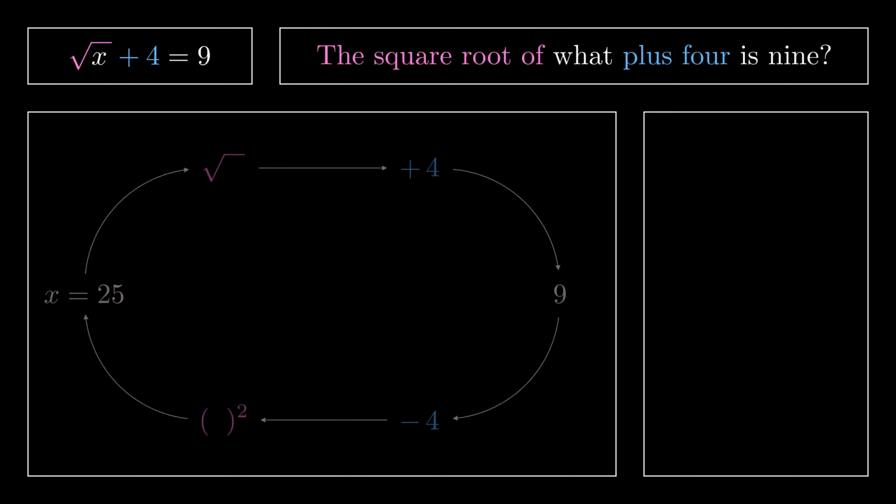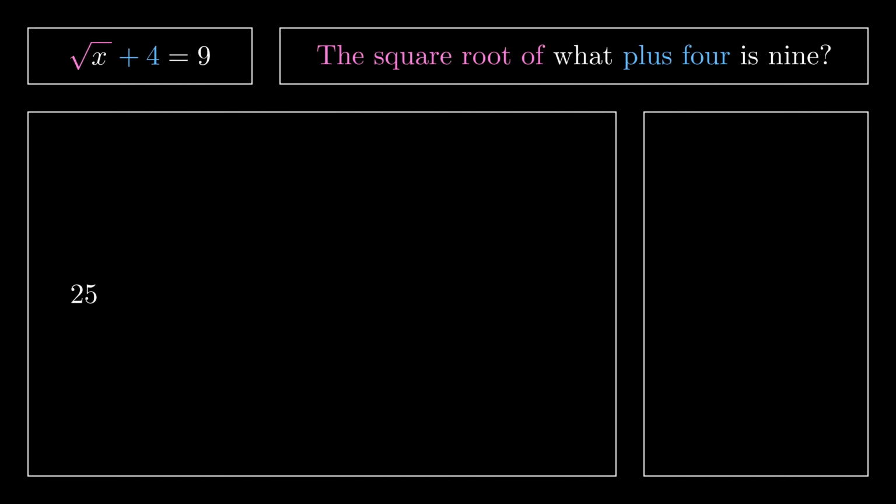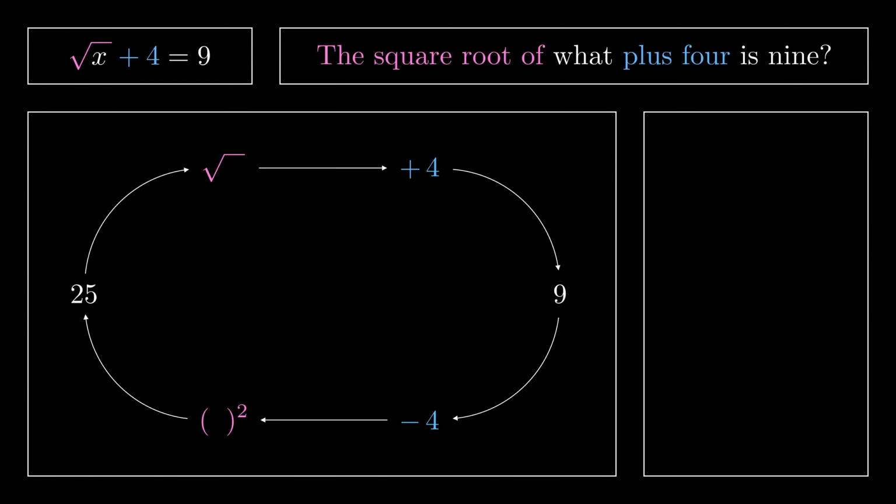Let's check it. Start with 25. If we square root that, we have 5, and then add 4, that's 9. 9 minus 4 is 5. 5 squared is 25. So that checks out.